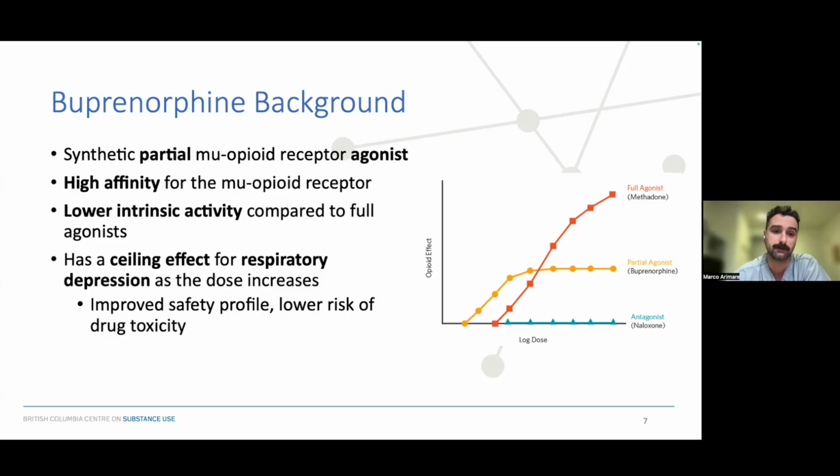Buprenorphine also has a lower intrinsic activity at the mu-opioid receptor compared to a full agonist, and that results in a ceiling effect on respiratory depression, which means that a higher dose of buprenorphine does not necessarily increase respiratory depression like it does with a full agonist. And so for that reason, buprenorphine has a superior safety profile and lower risk of toxicity compared to a full agonist.